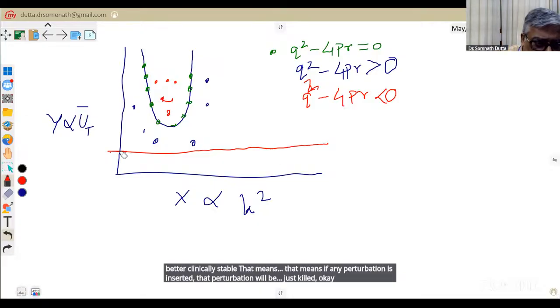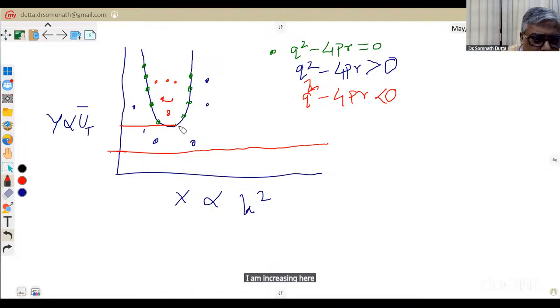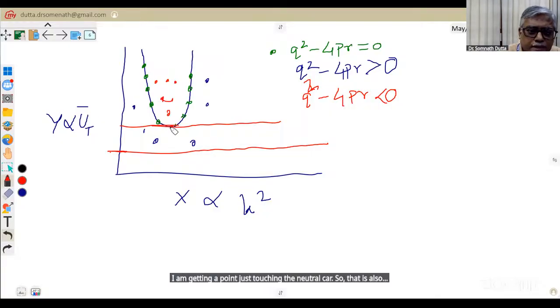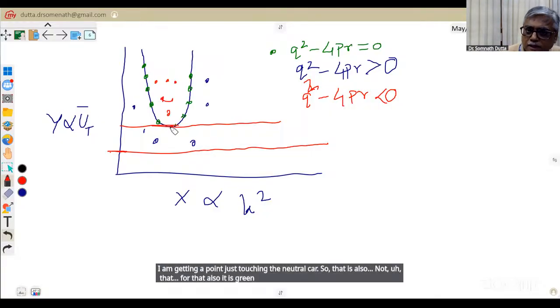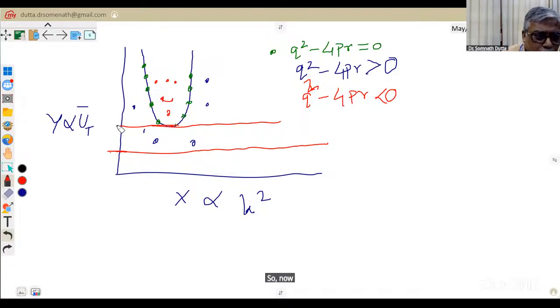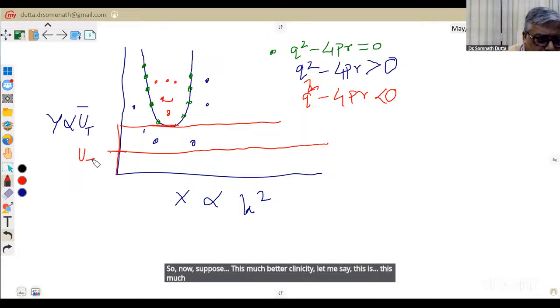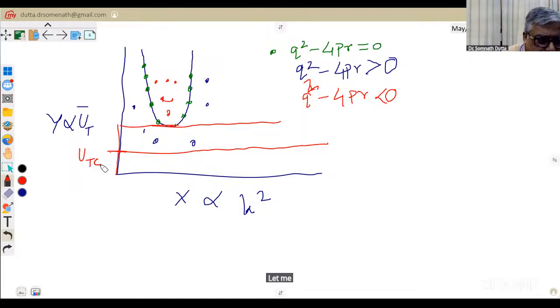Okay, now let me increase the baroclinicity, just this much. Even here, I am getting a point just touching the neutral curve, so that also is neutral. Now suppose this much baroclinicity, let me call it U_TC. It is the critical value of the thermal wind, which is a measure of the baroclinicity of the mean flow.